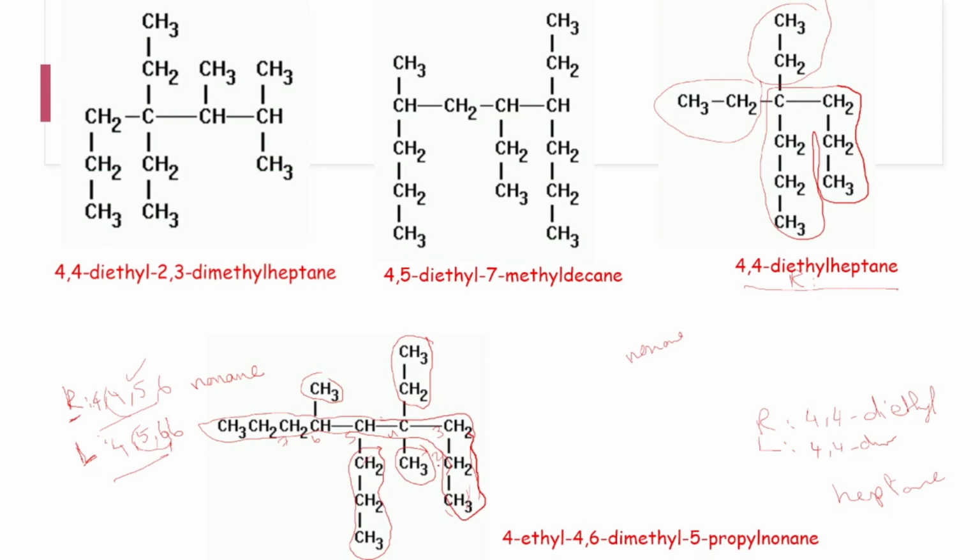Now I'm ordering the substitutions alphabetically. As you can see, 4-ethyl, 4,6-dimethyl, and 5-propyl. Here E and M, methyl and propyl. So ethyl will be first in the alphabetical order, and then M, and then the propyl. Don't forget to put commas between numbers, hyphens between number and letter.